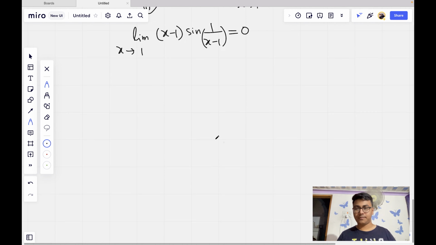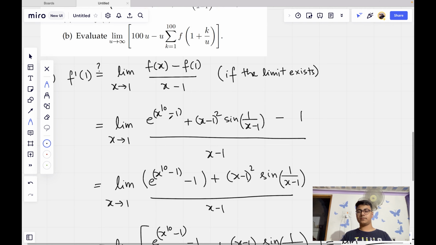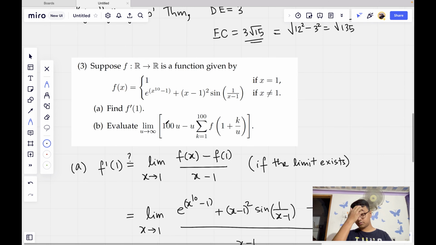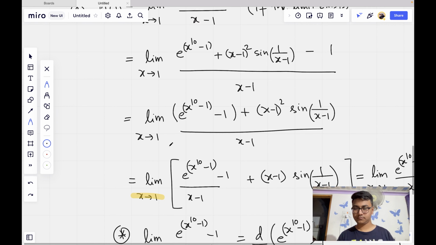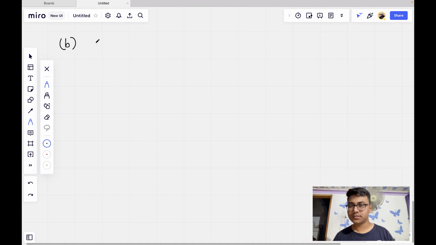This is our answer for part A, right? Okay, we are done with part A. Now we move on to part B. What does part B say? Go back to the question. We have to evaluate this limit, right? We'll write down the limit first.